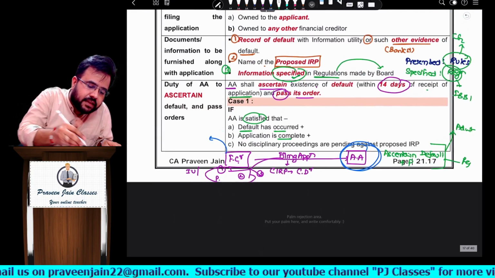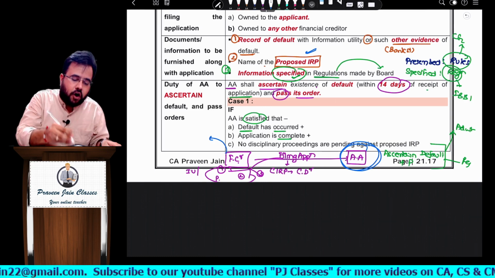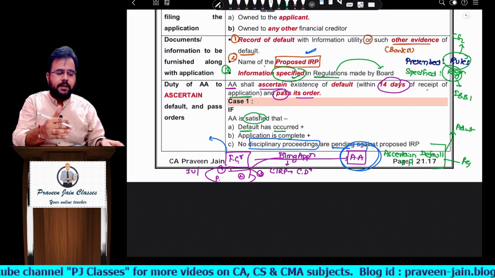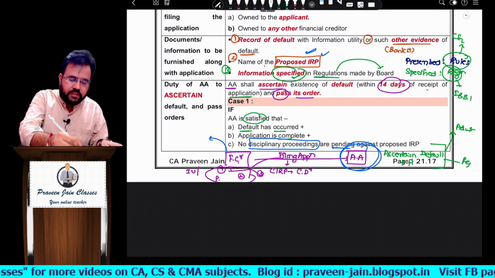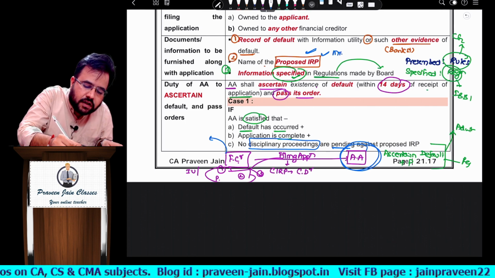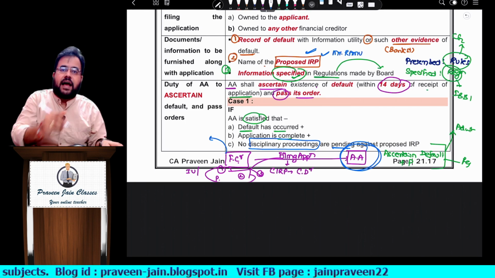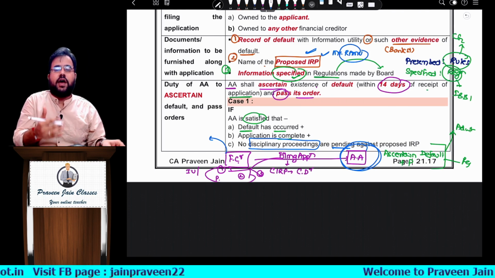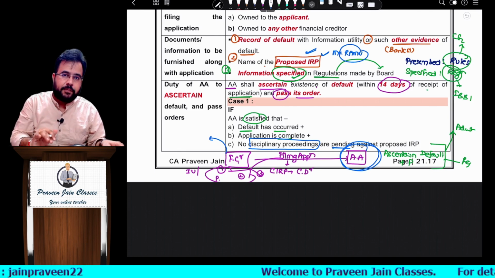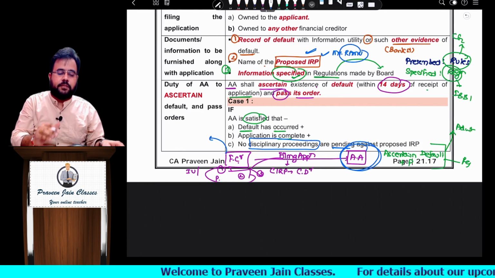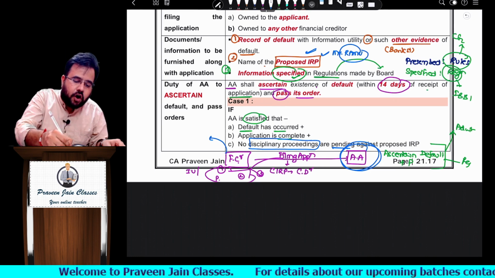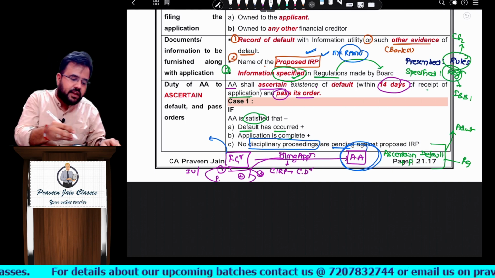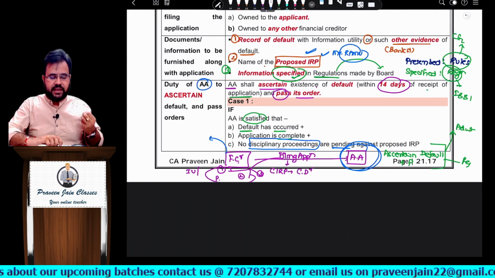And third, for the name you have proposed, no disciplinary proceedings should be pending against that person. Imagine Mr. Ramu is proposed as IRP, and on him some disciplinary proceedings are already going on. Such a person we don't want to be appointed as IRP. So for whoever the name you are proposing, no disciplinary action should be pending. Who will ensure these three things? AA will ensure.